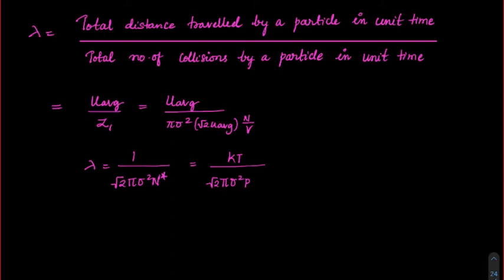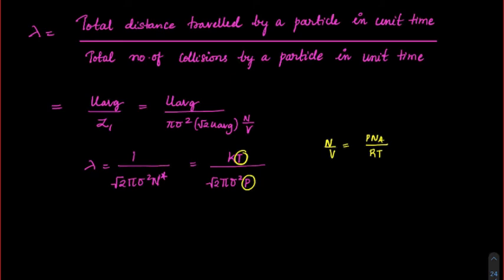Got it? Now n star, we know that it is n by v. N by v I can write as p into Na by RT. So if I substitute that value, p will come in the denominator, n will come in the numerator. I guess you can see how it is going to come there. Any doubts so far? Right. So this is the value you will get.